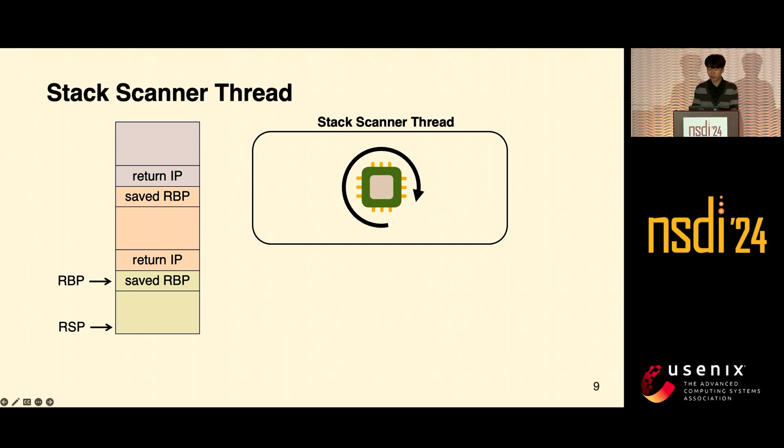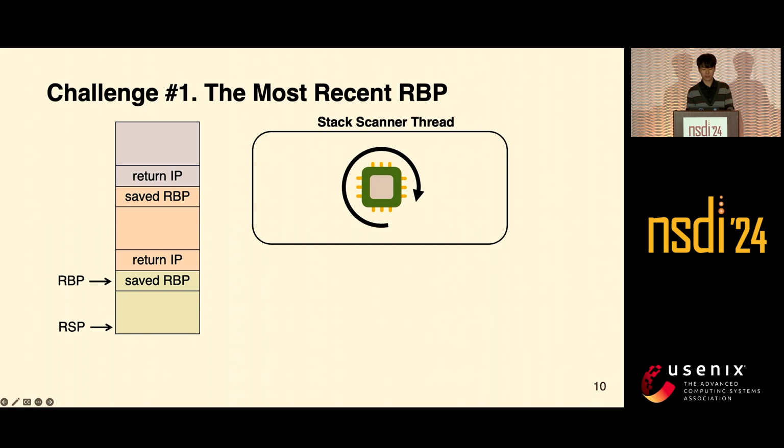In LDB, we have a separate thread busy running, sampling the stack frames, called the stack scanner. However, this is not enough. We have several challenges to overcome in realizing the stack sampling idea. The first challenge is we need the current value of the RBP to start traversing the stack frame. But we cannot read the register value of another core.